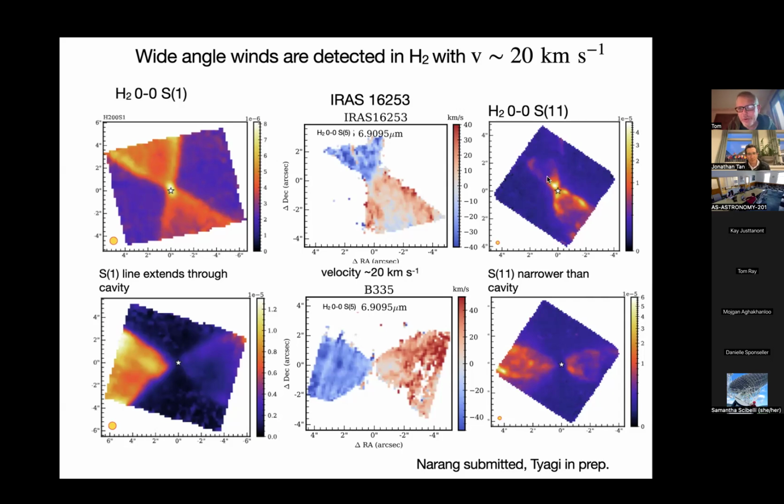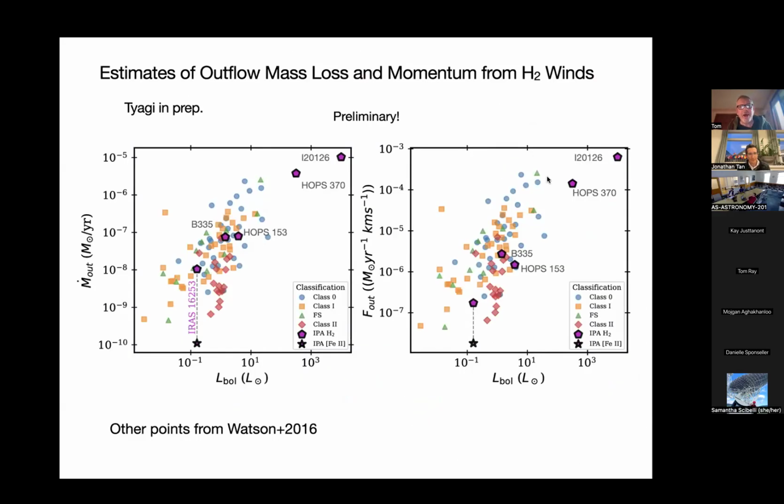Now, this is sort of Himanshu's thesis work, and he's putting together papers on this, and it's a little bit preliminary. But one of the things we wanted to do was to estimate the mass loss and momentum from the H2 winds, basically by just counting up all the molecular hydrogen that we detect in the cavities, using rotational diagrams, and then using the velocities that we measure and the inclinations from the disks to get the 3D velocities of the wind.